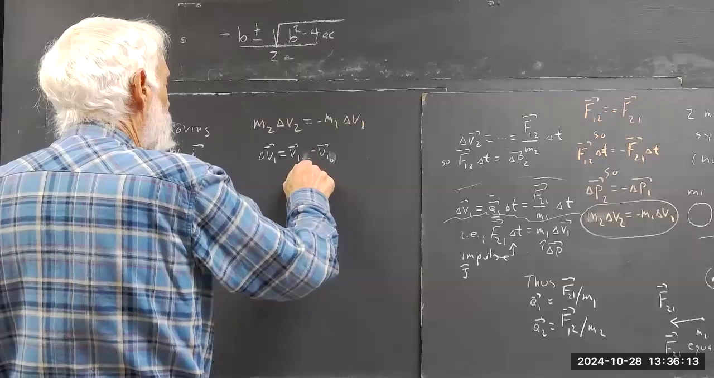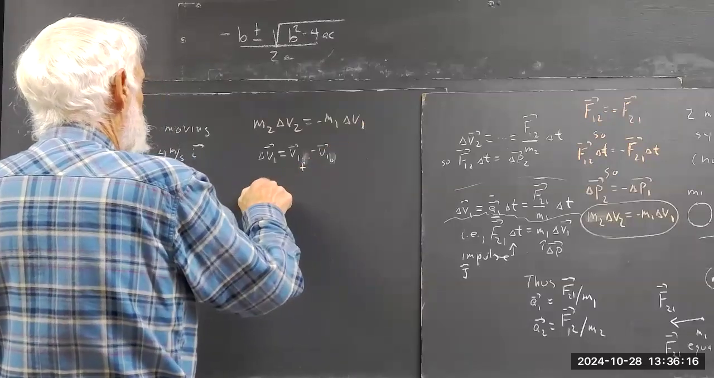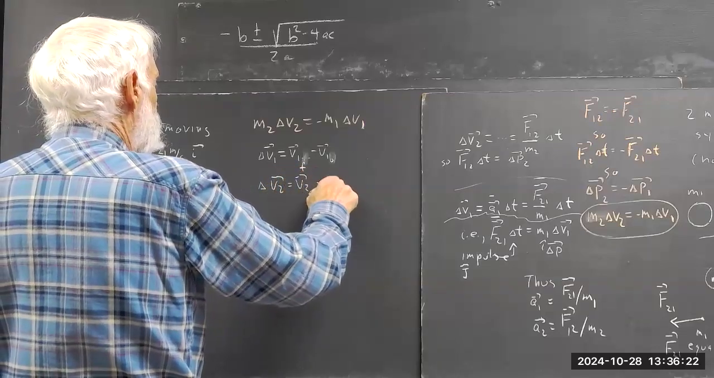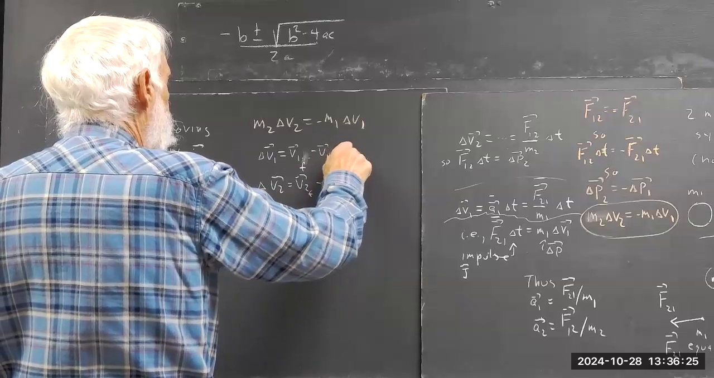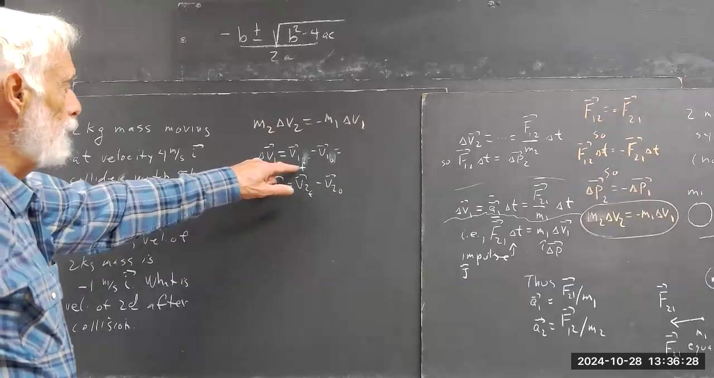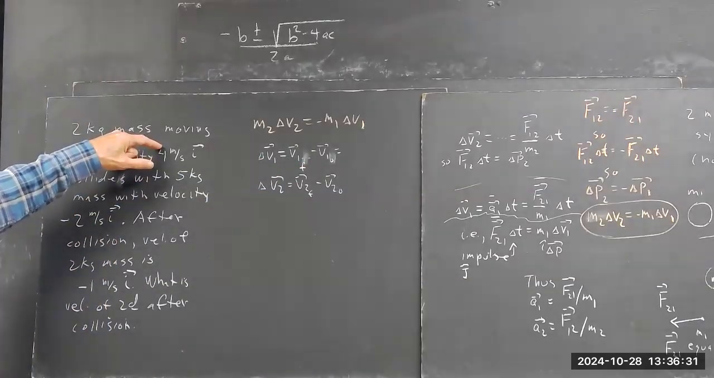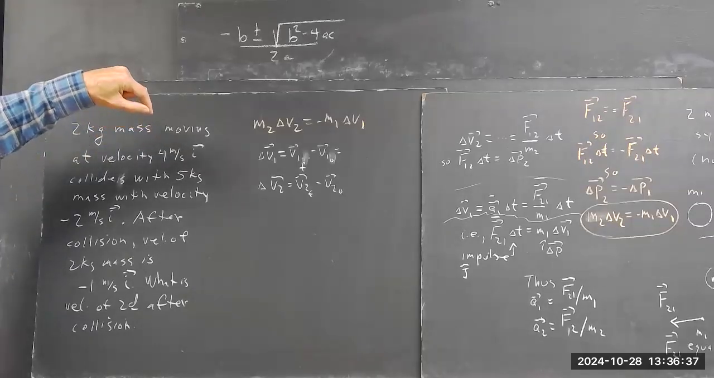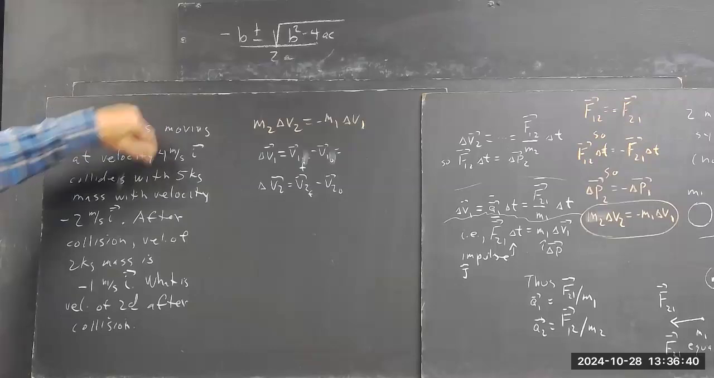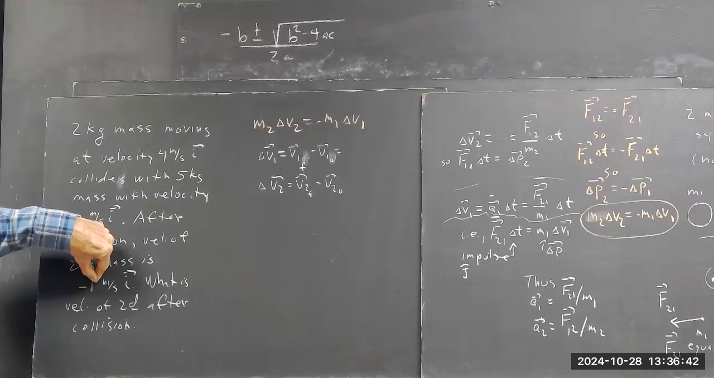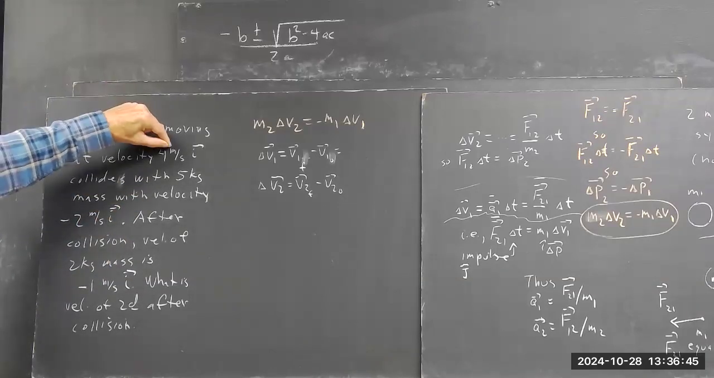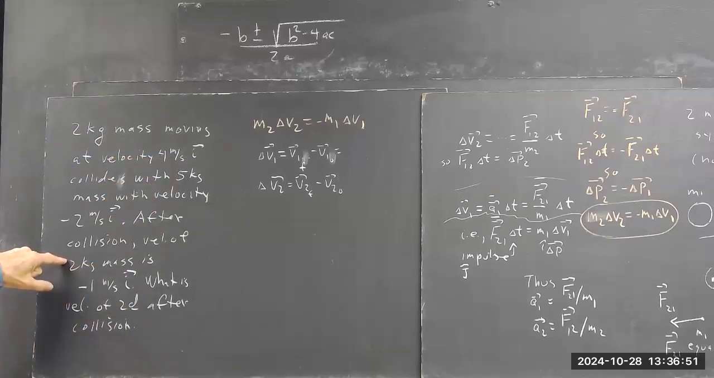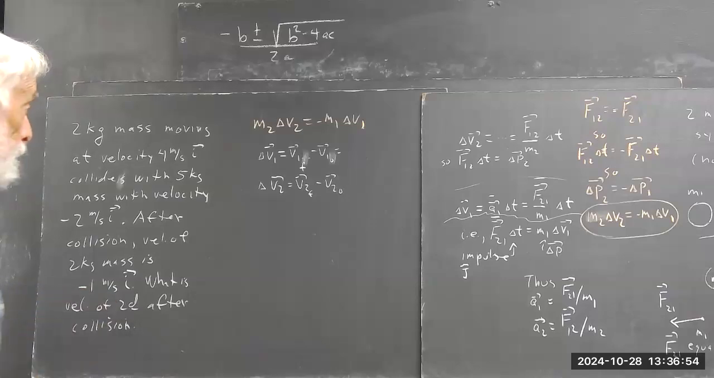Make a subscript: delta V1 is V1F minus V1 naught, and delta V2 equals V2F minus V2 naught. Okay, well, V1F minus V1 naught, this is velocity, if this is the first mass, is 4 meters per second minus negative 1 meter per second, right? Because this mass goes from 4 meters per second to negative 1 meter per second. The 2 kilogram mass has this velocity, and ends up with this velocity.